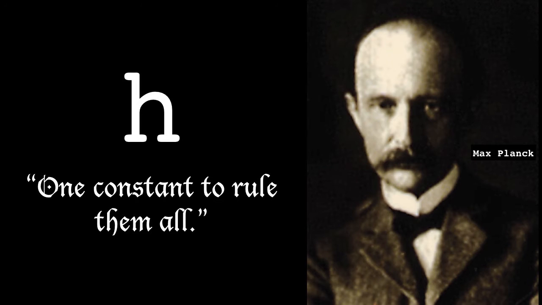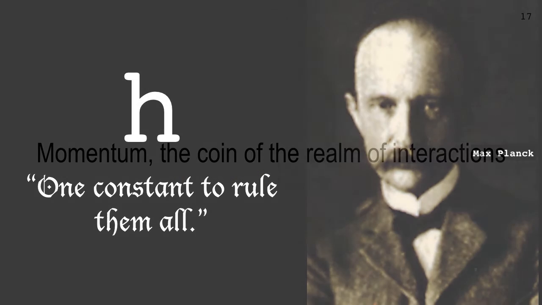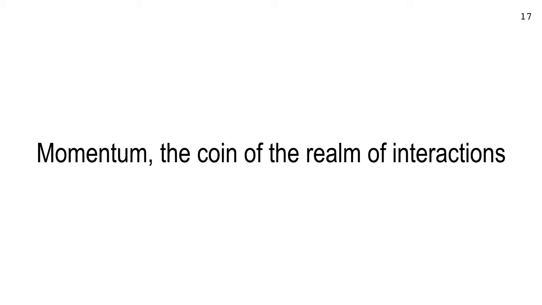Good. So to get to Planck's constant, and we know it's up there, you've got to know something about momentum. And my wonderful students, what we talked about is this critical idea that the coin of the realm, in the realm of interaction, is momentum, not velocity, not speed, but momentum, mv.